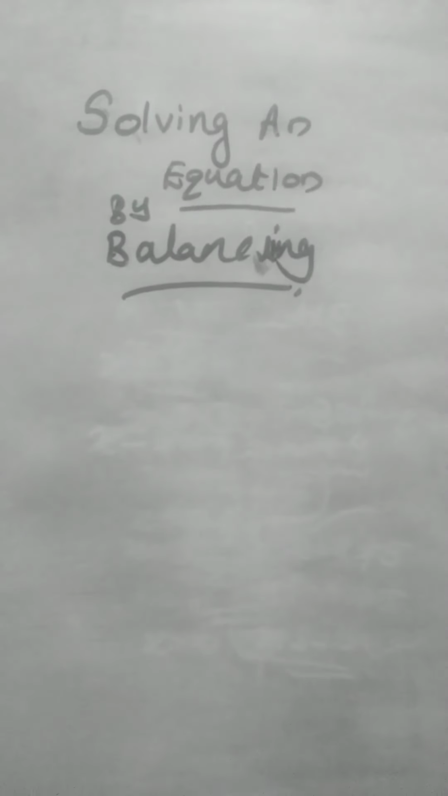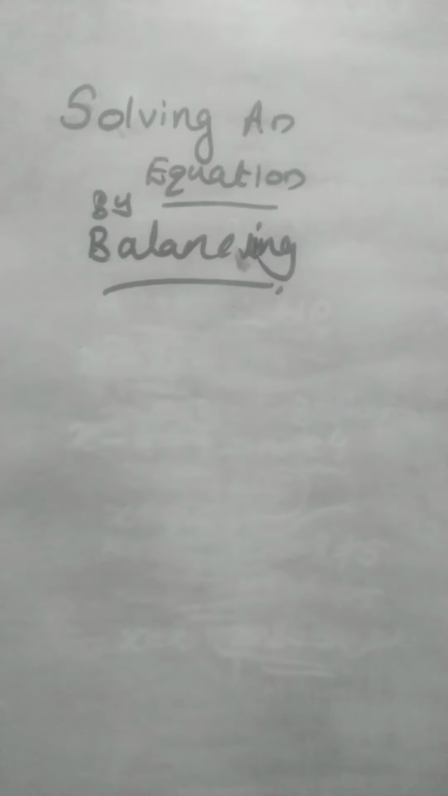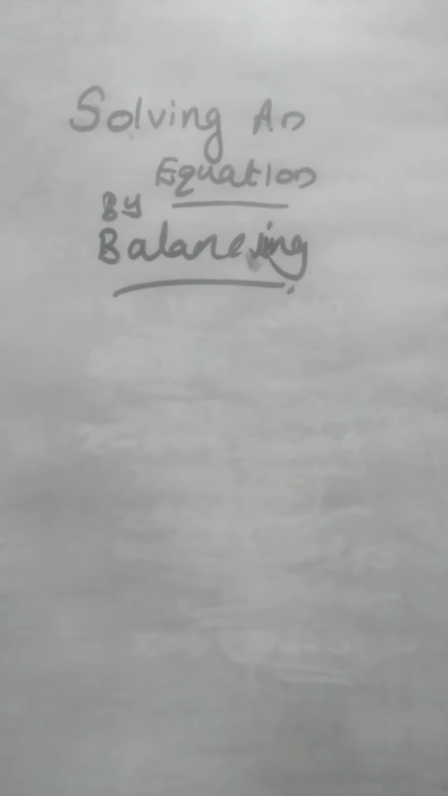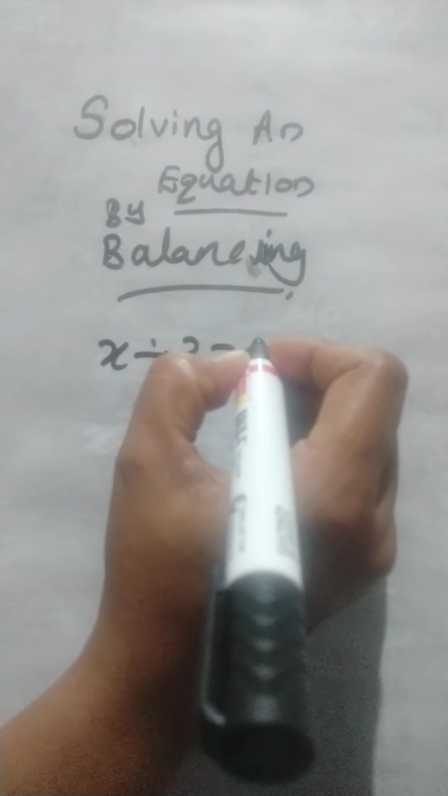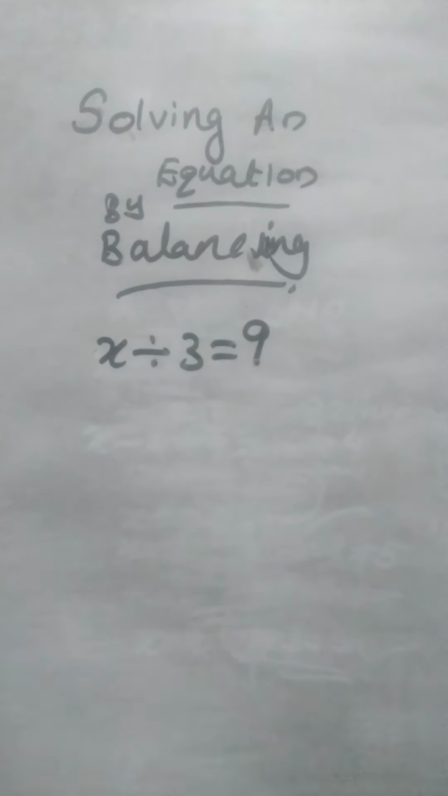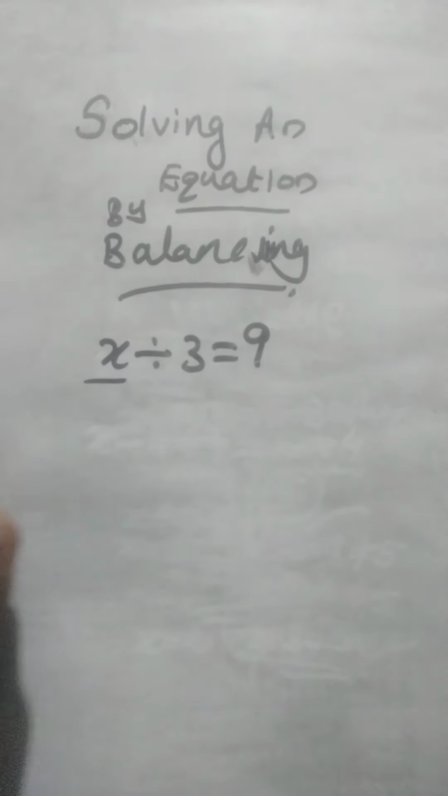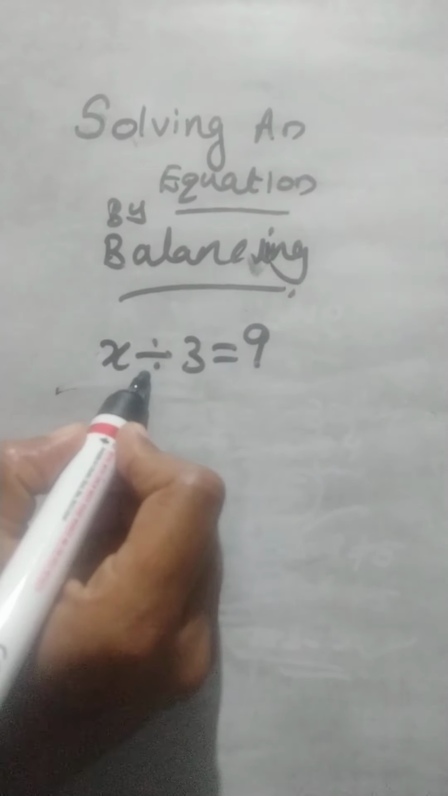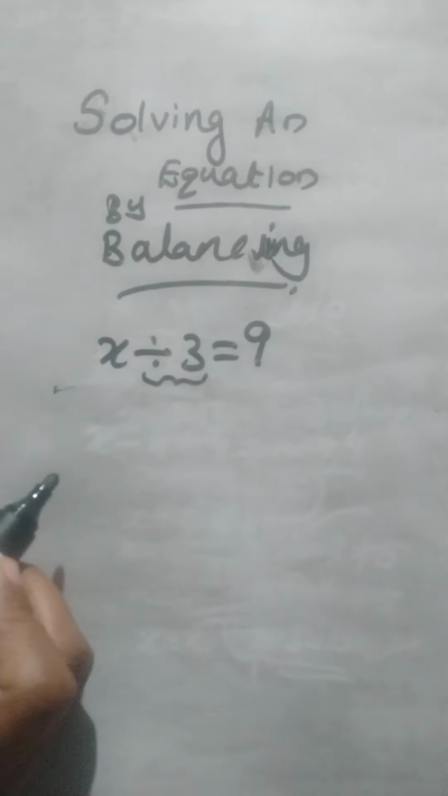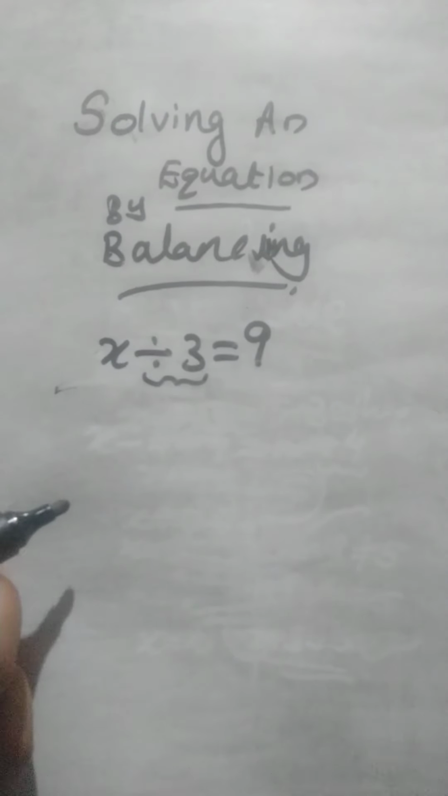If we multiply or divide both sides of the equality by the same non-zero number, it still holds. That means we can do one equation: x divided by 3 is equal to 9. What is the value of x? How can we find it? Here the operation is dividing by 3. So what can we do? We can multiply by 3.